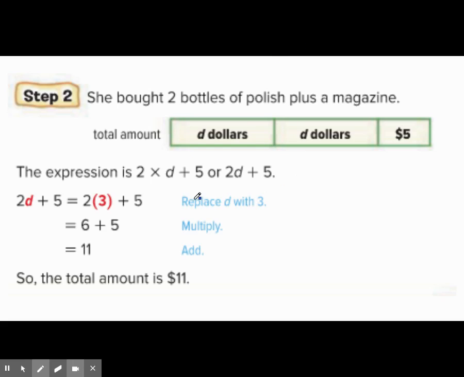And again, we need to solve for the amount if the cost is $3. So the cost per bottle of nail polish is $3, and that was D. So we'll change D out for 3. And here we're just going to plug in the amount and do the order of operations. So we'll do multiplication first. 2 times 3 would give us 6. Bring the plus 5 down, and then 6 plus 5 would give us 11. So the total amount she would spend is $11 if each bottle of nail polish cost $3.